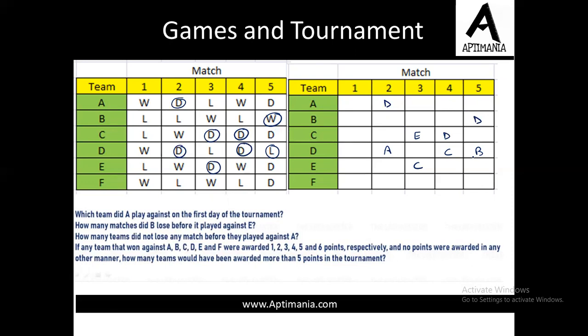Now let us move to column number 3. Now let us move to this column. Fine. Now we can see that C has already played with E and D has already played with A, C and B. Now we are left with two options for D, E and F. Now obviously D cannot play with himself only, right? So see, we cannot place E over here. Why?